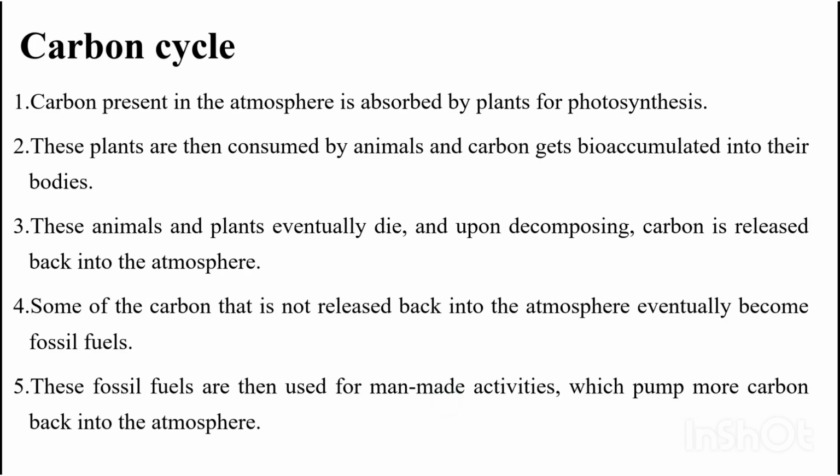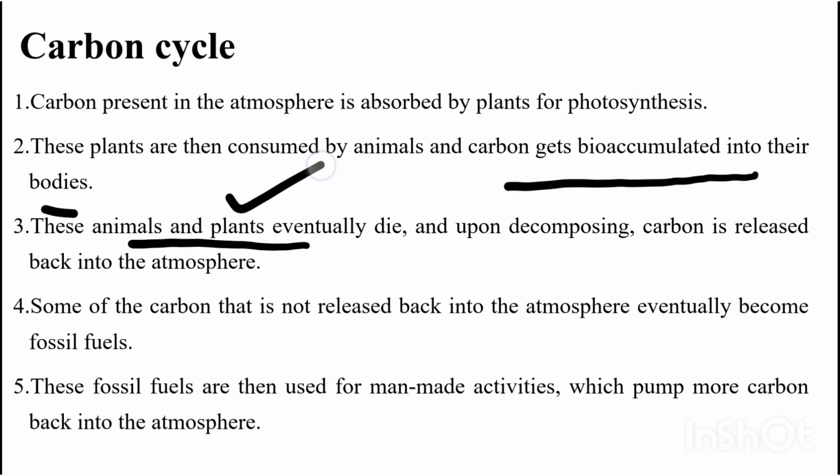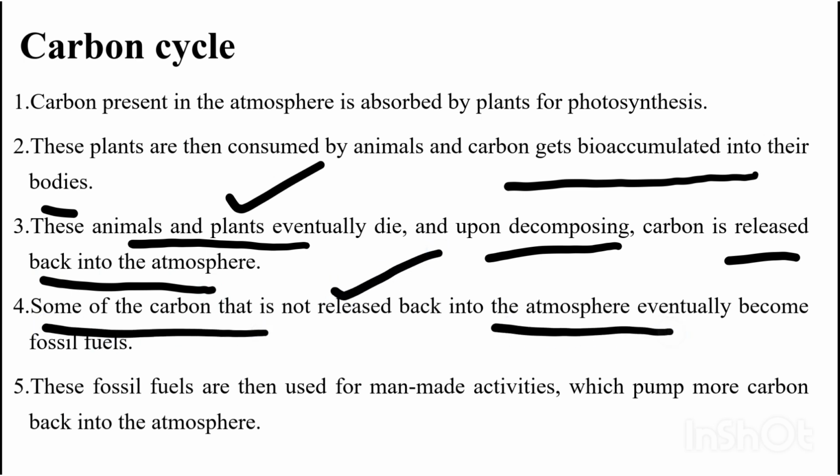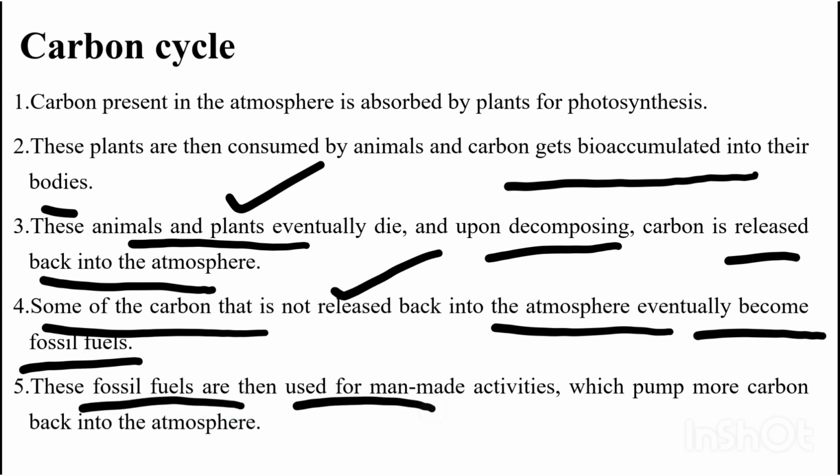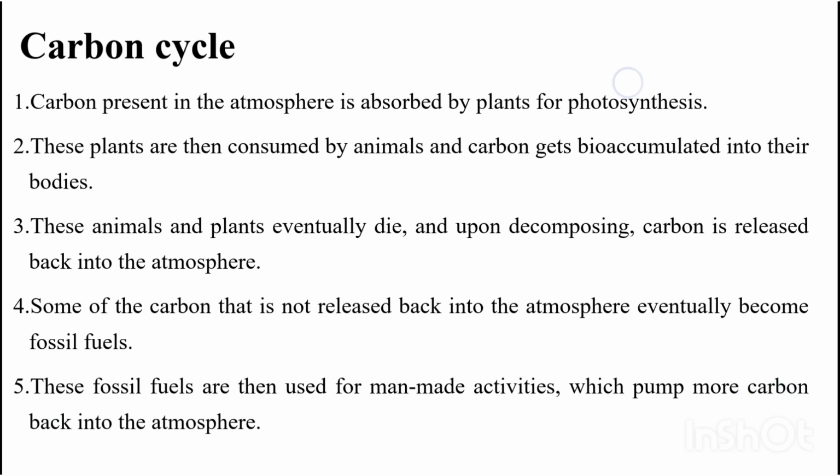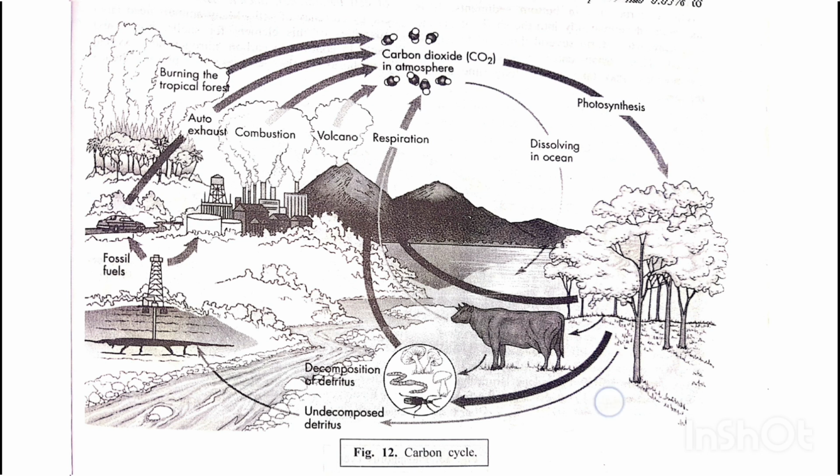Then carbon cycle. Carbon is present in the atmosphere, absorbed by plants by photosynthesis. These plants are then consumed by animals and carbon gets bioaccumulated into their body. When these animals and plants die, upon decomposing, carbon is again released back into the atmosphere. Some of the carbon that is not released back into the atmosphere eventually becomes fossil fuel. This fossil fuel is then used for man-made activity which pumps more carbon into the atmosphere. So it is the carbon cycle.